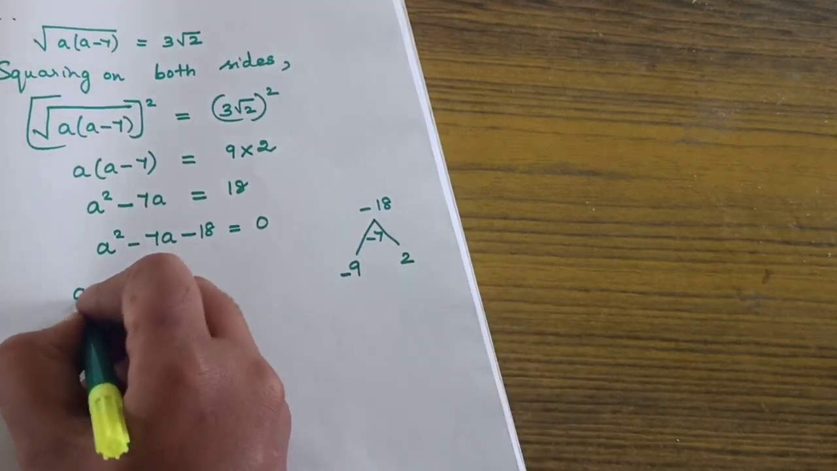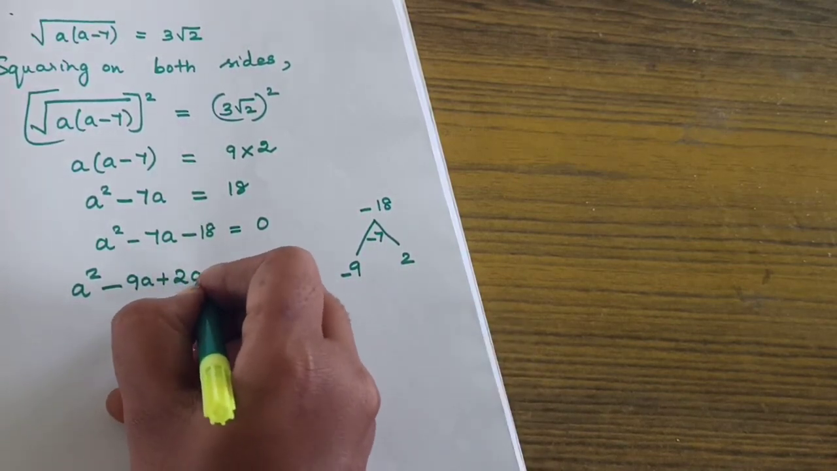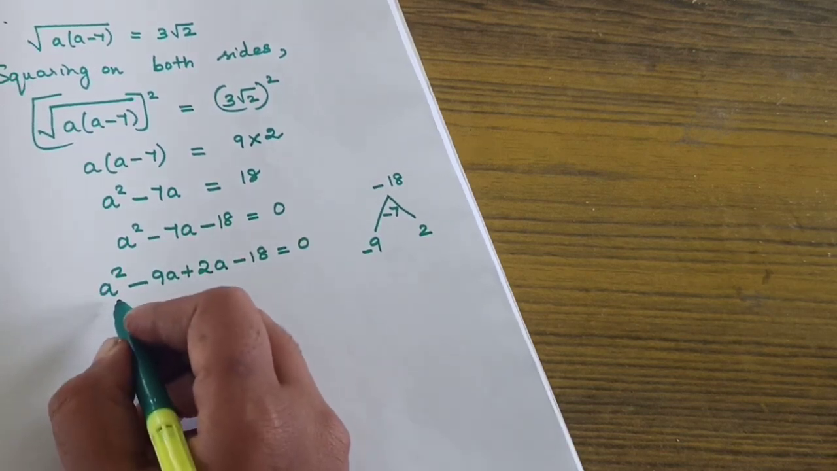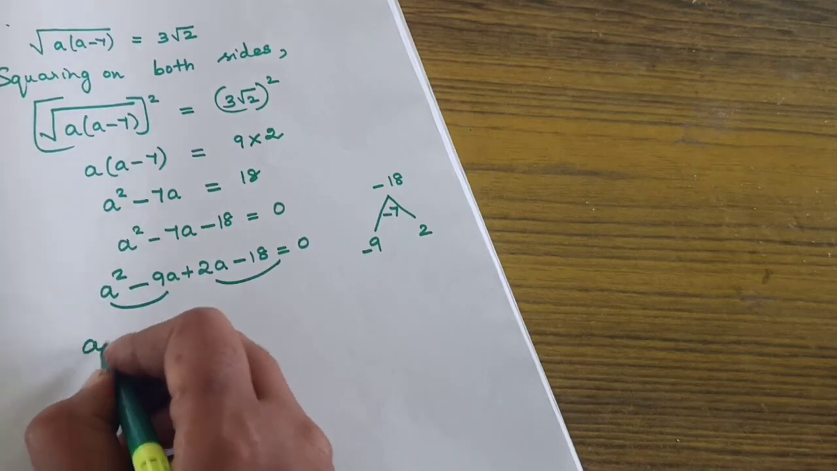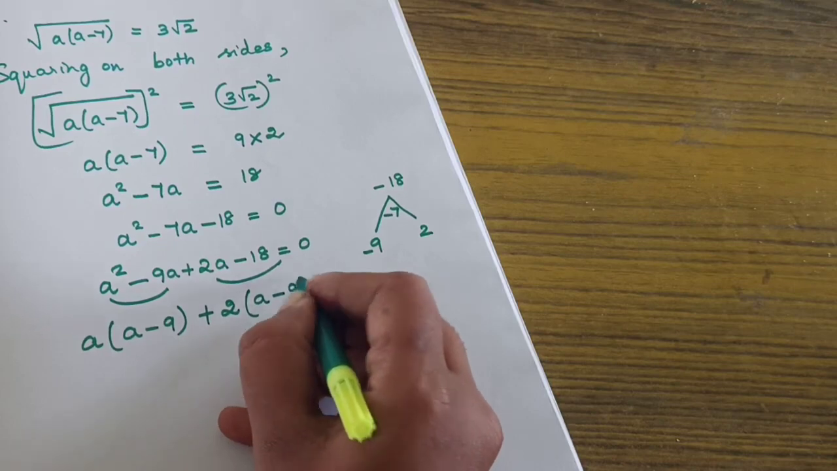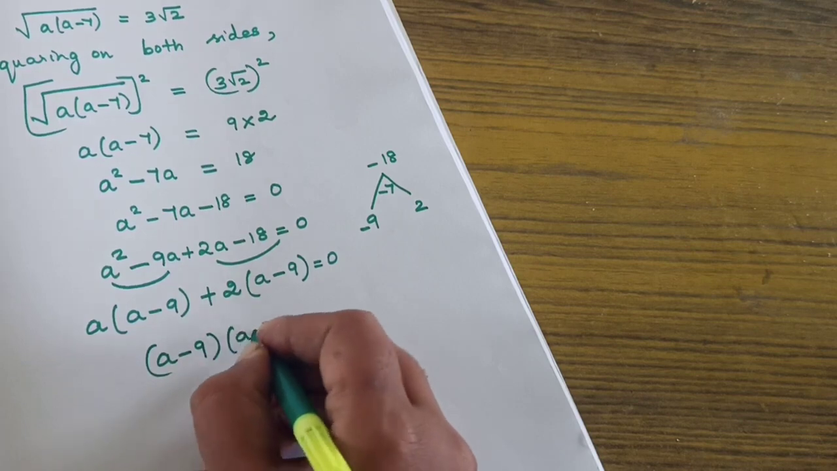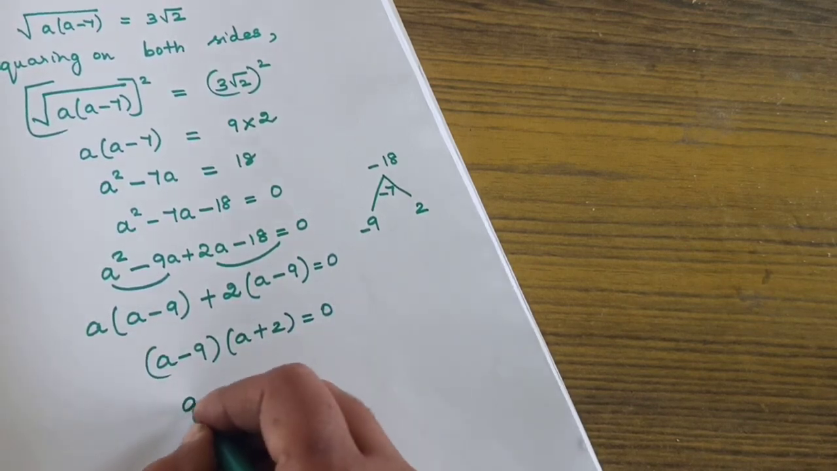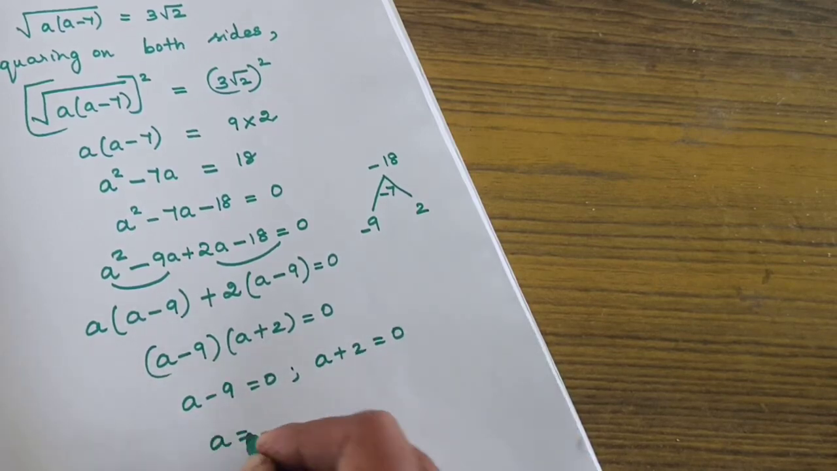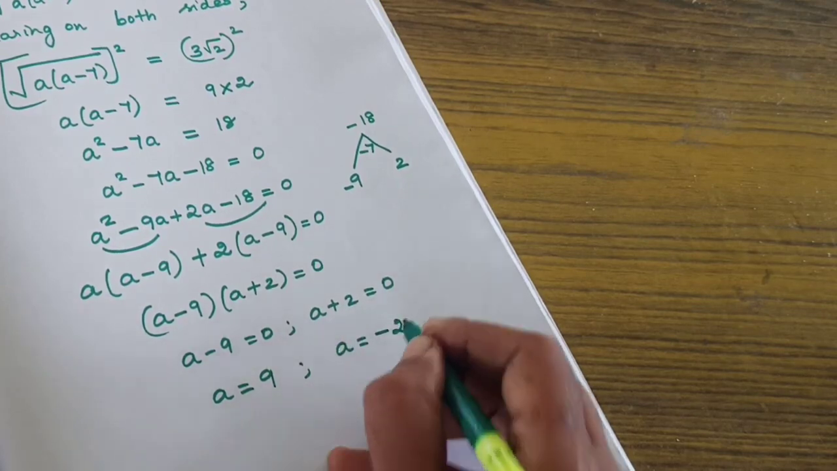So minus 9. So a square, instead of minus 7, we can write minus 9a plus 2a minus 18 equal to 0. So two terms we are going to take. Here a is common, so a minus 9, plus 2 is common, so a minus 9 equal to 0. Then a minus 9 into a plus 2 equal to 0. Then a minus 9 equal to 0 or a plus 2 equal to 0. So a is equal to 9, then a is equal to, transposing the side, minus 2.